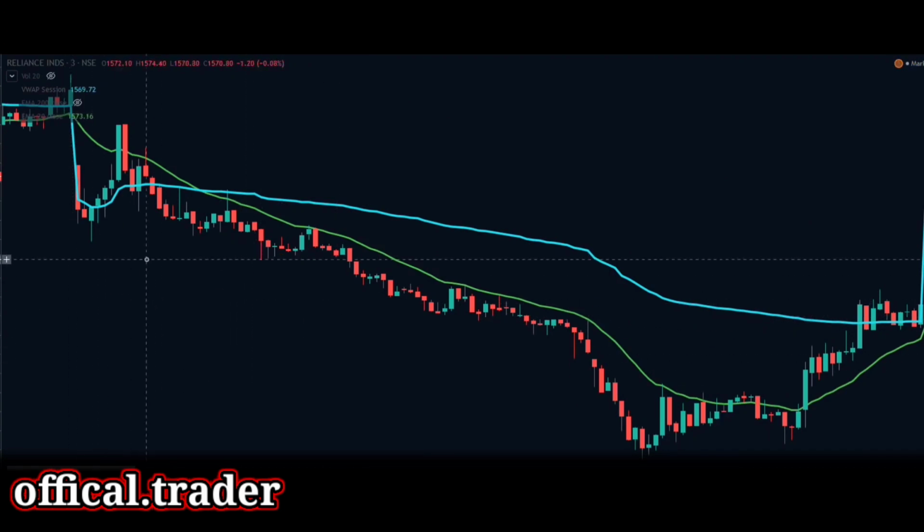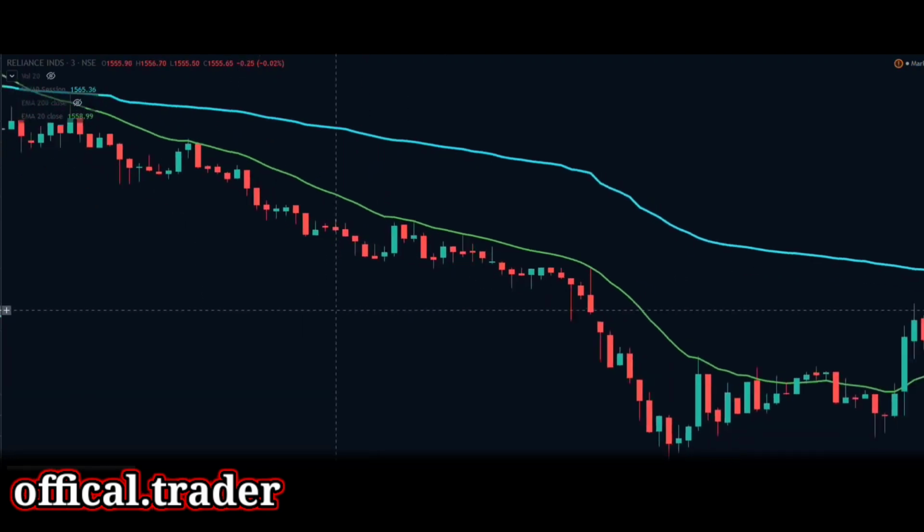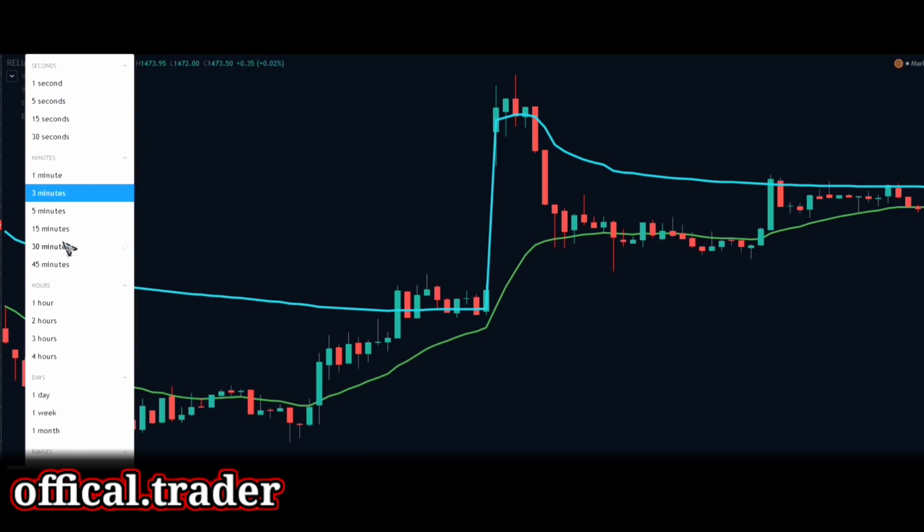Moving average only looks at the previous candles and not the volume. That's why moving average can appear differently on different time frames when VWAP remains the same.